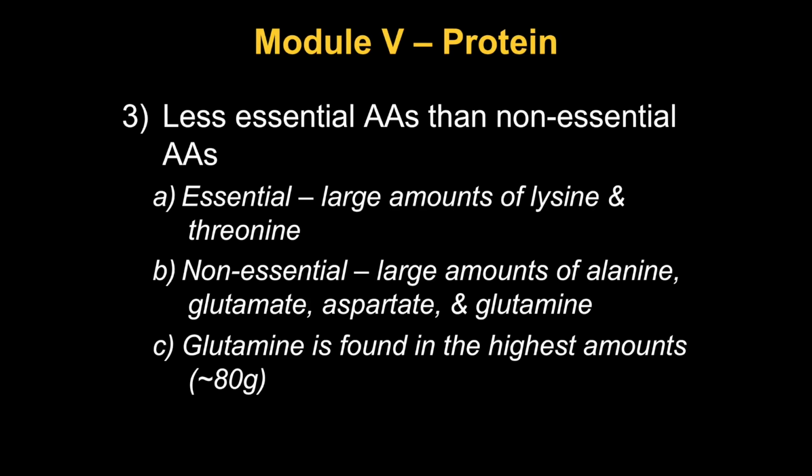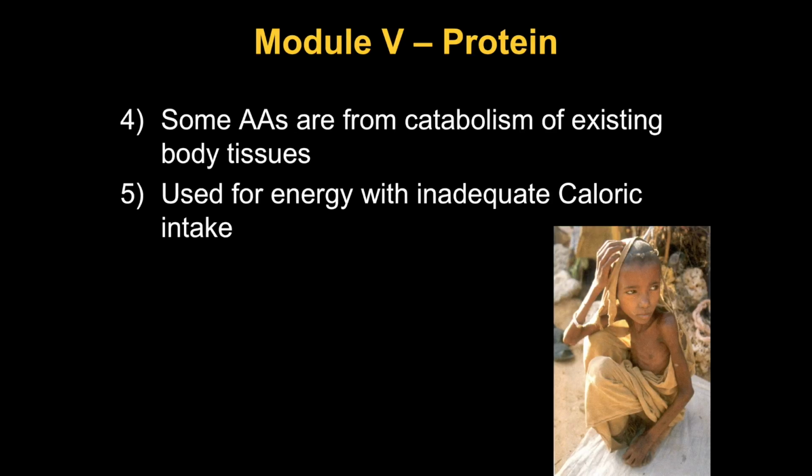As far as non-essential, we see a lot of alanine, glutamate, aspartate, and glutamine. In fact, out of all of these, glutamine is found in the highest concentration as far as this amino acid pool is concerned. Some of these amino acids will be used for catabolism of body tissues. So basically we can catabolize some of these proteins and release those amino acids and then use them for energy when there's an inadequate caloric intake.